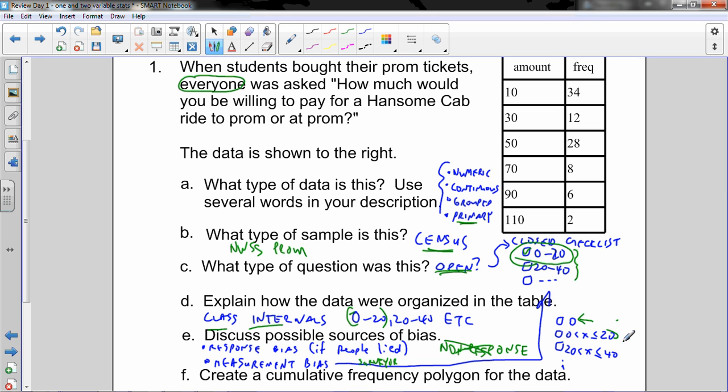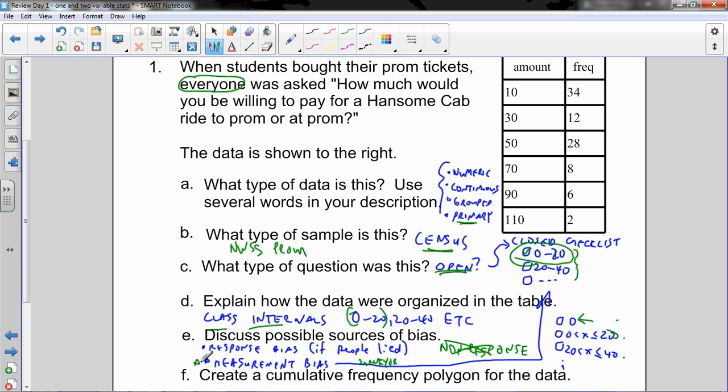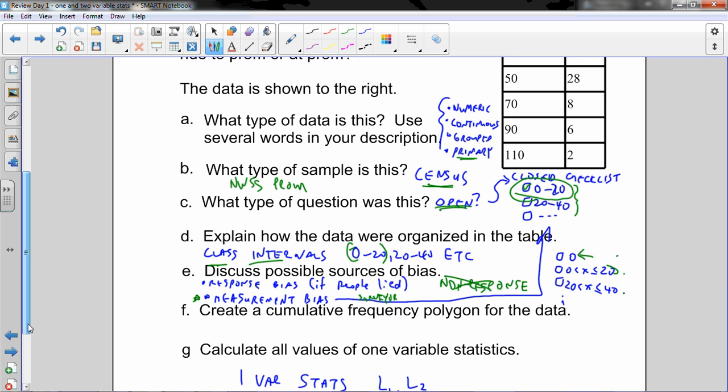They should have probably done something like this. I'd be willing to spend 0 or somewhere between 0 and 20, and had those as separate categories. That's an example of measurement bias because the surveyor sort of messed that up.